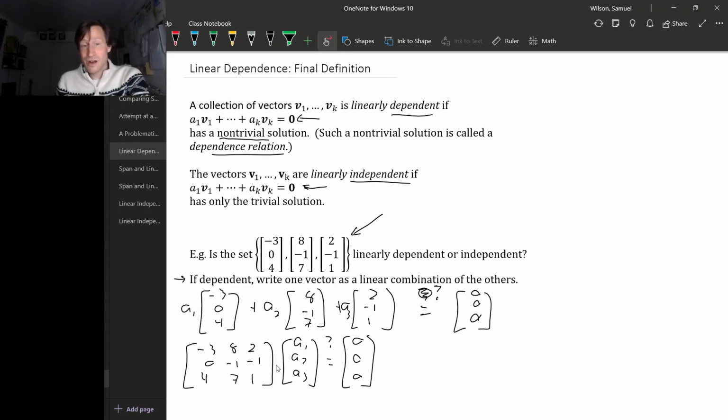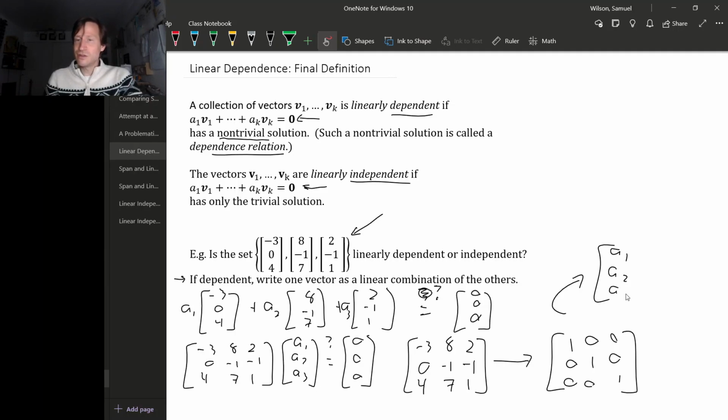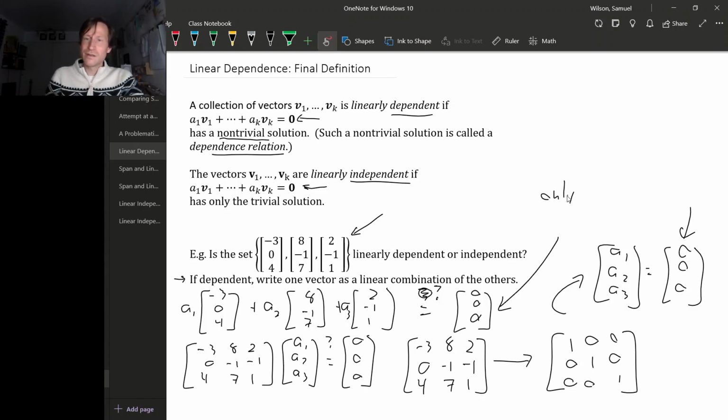To solve a homogeneous system like this, remember what we can do is take this matrix of coefficients. We don't need to augment because the augmented column is just going to be all zeros as you do your row reduction. So we can just row reduce this and see what the reduced row echelon form of this matrix looks like. When we row reduce this matrix, we get 1, 1, 1, and everything I don't write down is zeros. And remember, what this tells us about this homogeneous system is that the only solution is a1, a2, a3 equals 0, 0, 0. Well, this is the trivial solution. So the only solution to this equation is the trivial solution.